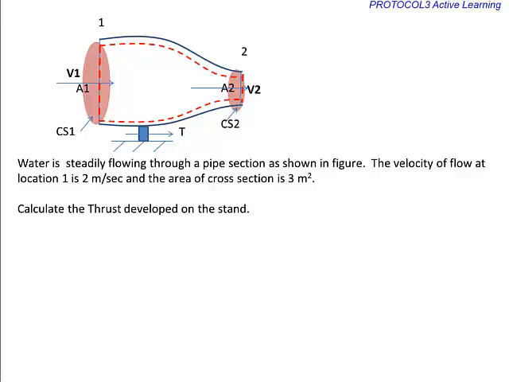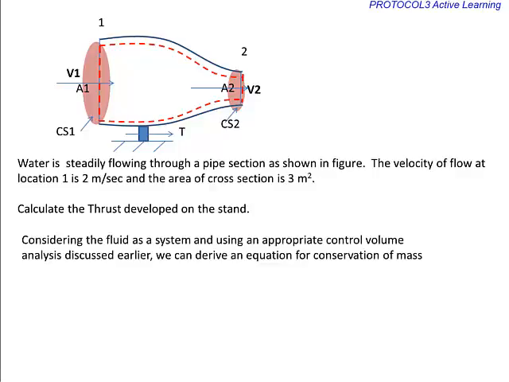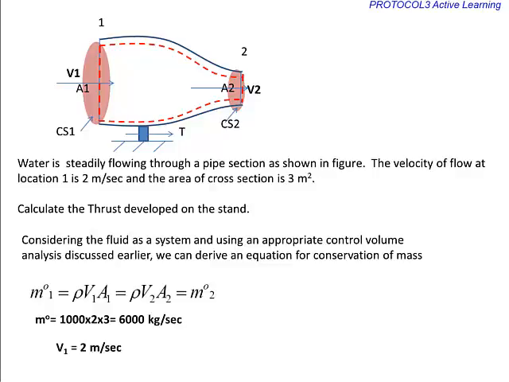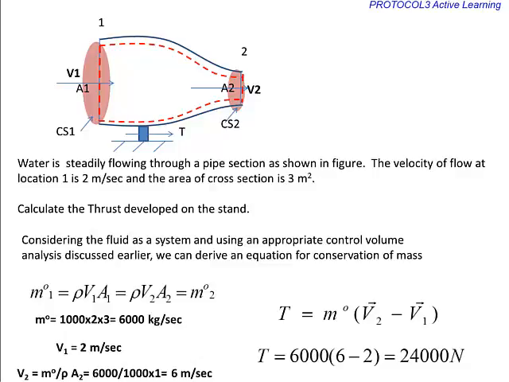Considering fluid as a system, and using the appropriate control volume analysis discussed earlier, we can derive equations for conservation of mass and momentum for the fluid flowing through the nozzle. Since velocity and area of cross-sections are given, we can calculate the mass flow rate of water at section 1. Using this mass flow rate we can find the velocity of flow at location 2. Finally, using the thrust equation derived for this stand in the previous section, we can calculate the thrust developed.